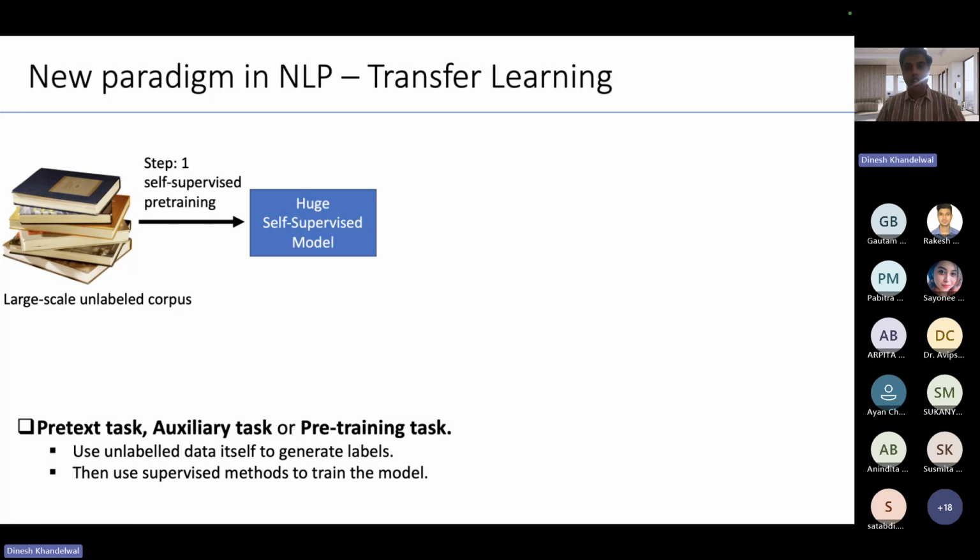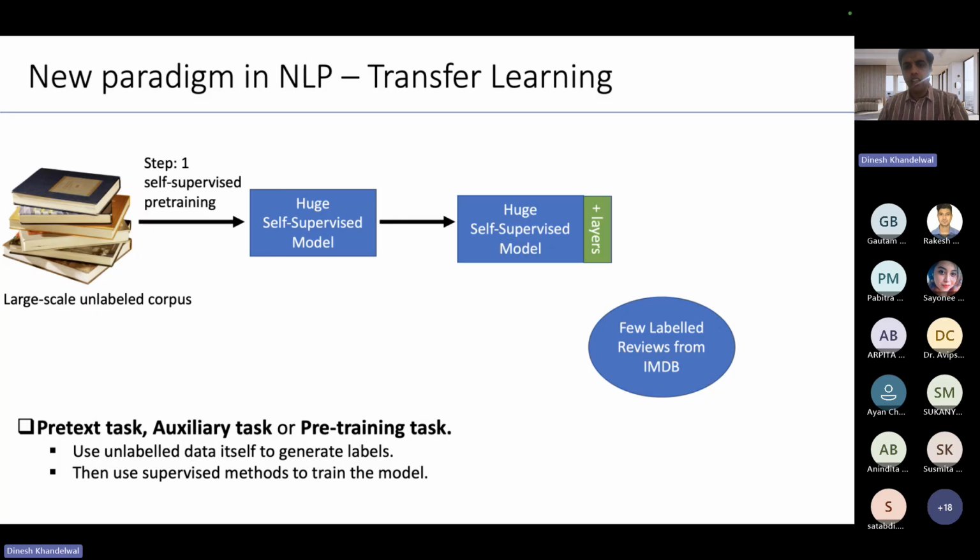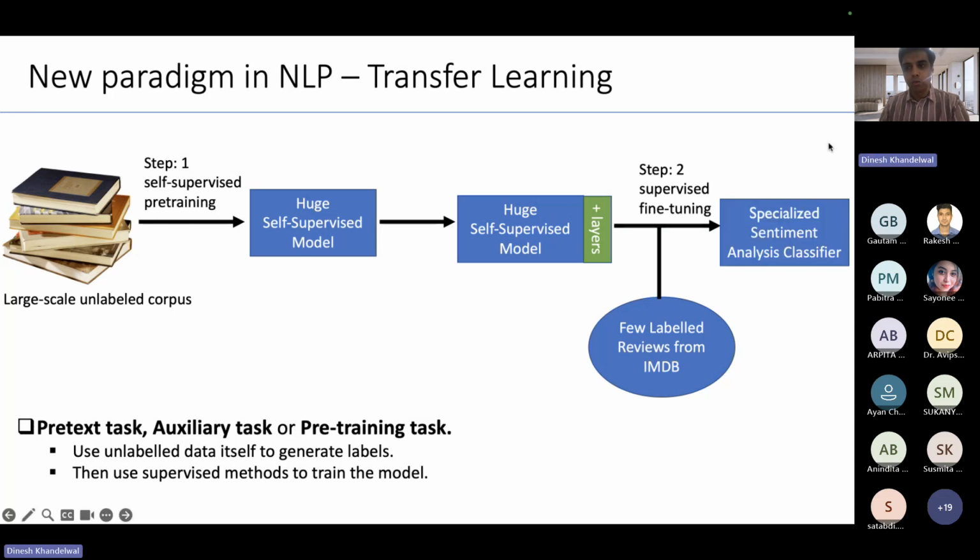And then let's say you now want to design your sentiment classifier and increase its accuracy. Now you collect only a few labeled examples from, let's say, IMDb, and take that huge pre-trained model which you trained, maybe add certain more layers on it, or freeze most of the model and unfreeze only some of the layers. So either you can add new layers, or freeze certain layers, or unfreeze certain layers. And then you do supervised fine-tuning on this. So this is how the paradigm shifts.